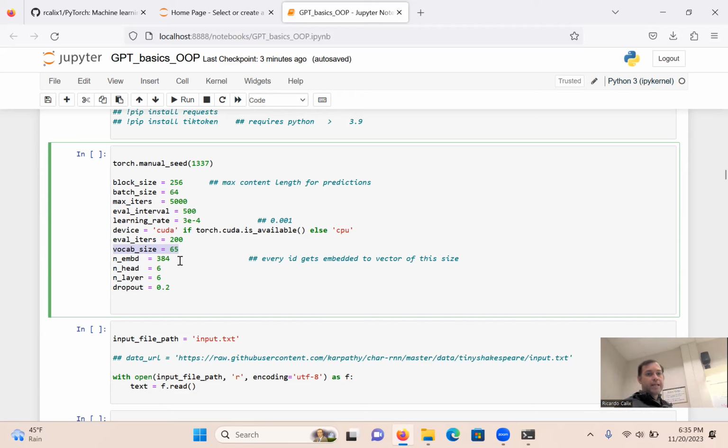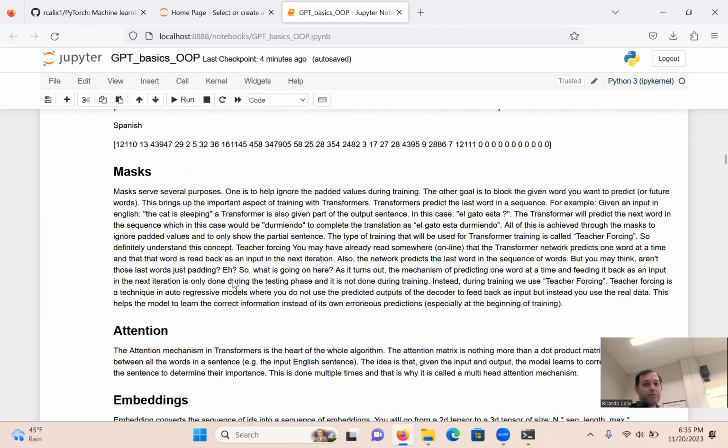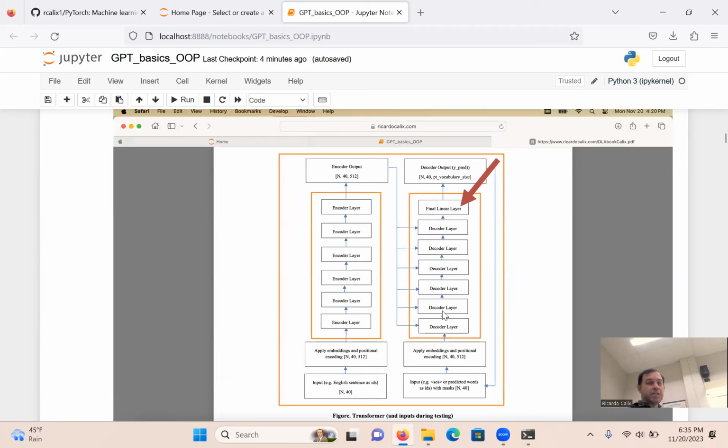Now embedding, the question that you guys had, is 384. Every ID gets embedded to a vector of this size. Is this clear? The example we talked about with the embeddings, that it discovers furriness, has wheels, that kind of thing. Here we're saying every ID needs to be represented by an embedding of size 384. Number of heads is 6. Number of layers is 6. The dropout is 0.2. When it says number of layers, if you go back to this, it means there are 6 of these layers.